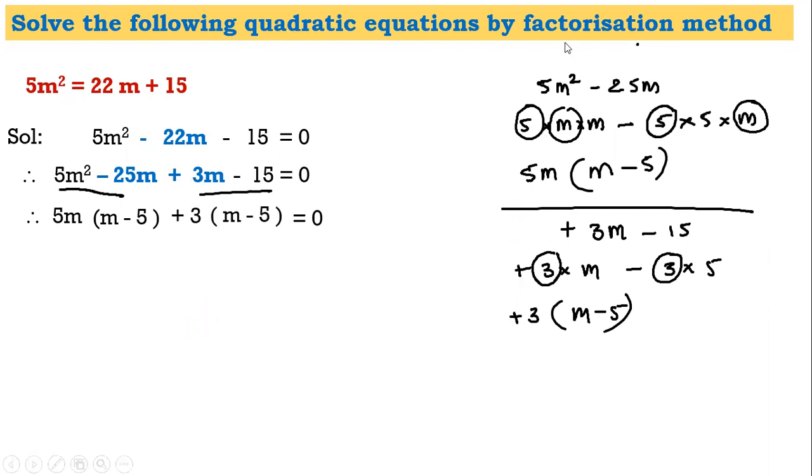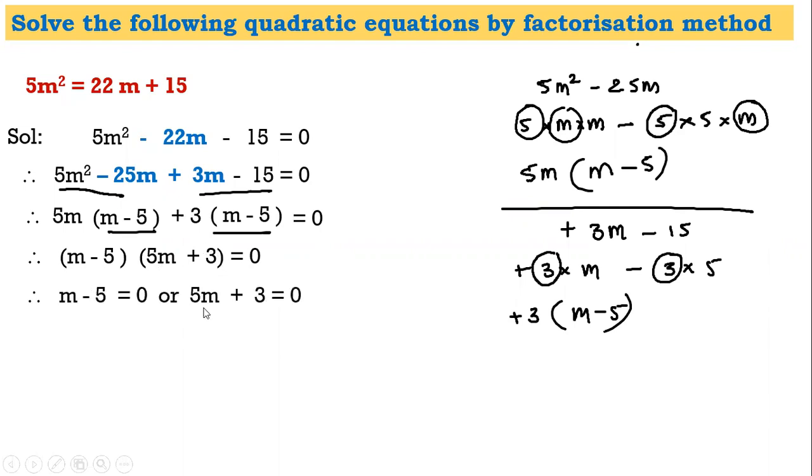Now students, if you see once again, as discussed in the previous sum as well, m minus 5 is once again common. Now if m minus 5 is common, I'll write m minus 5. What remains in the bracket, which is not underlined, is 5m plus 3 equal to 0. Now, since the product of two brackets is 0, at least one bracket has to be 0. So m minus 5 is 0, or 5m plus 3 is 0.